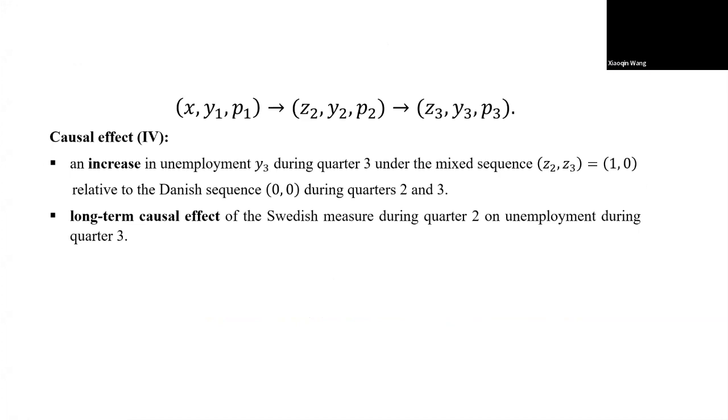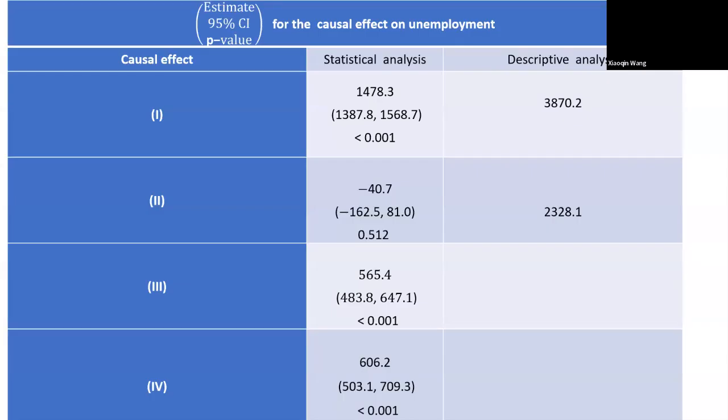And finally, causal effect number 4, that's the most difficult one. We compare the Swedish measure during period 1 with the measures during quarters 2 and 3, but it's like a mixed sequence, and it's impossible to observe. So we need to use some other conditions. Here are some results. We use both descriptive analysis and this statistical analysis.